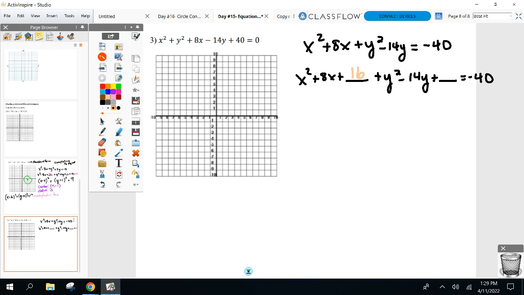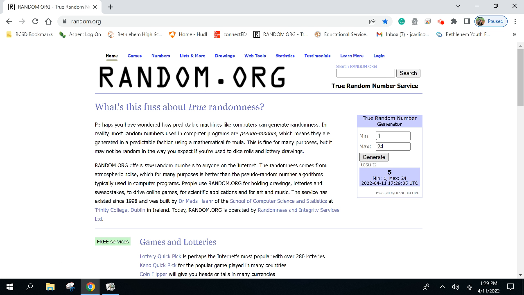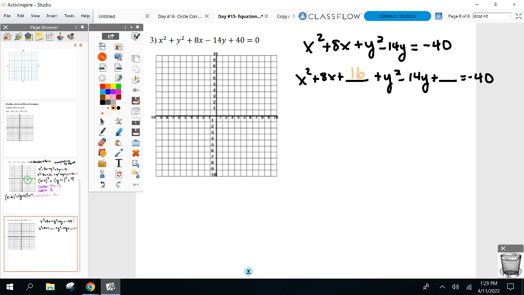Good job. What am I adding on to my y's now? Half your b value squared. 49. -7 squared is 49.